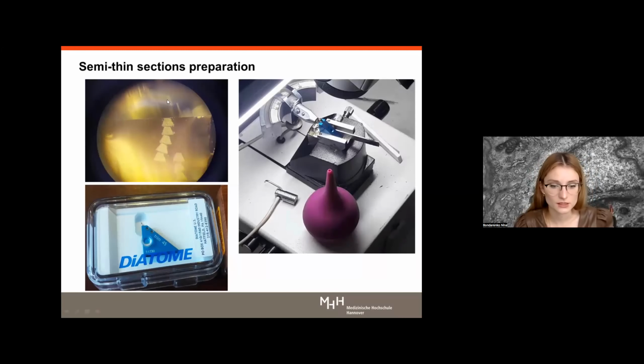And this slide illustrates semi-thin preparation. This is under the microscope. When you cut the block, you obligatorily look in the binocular, because this is a very tiny block, and this is how it appears under the microscope. This is a semi-thin section.